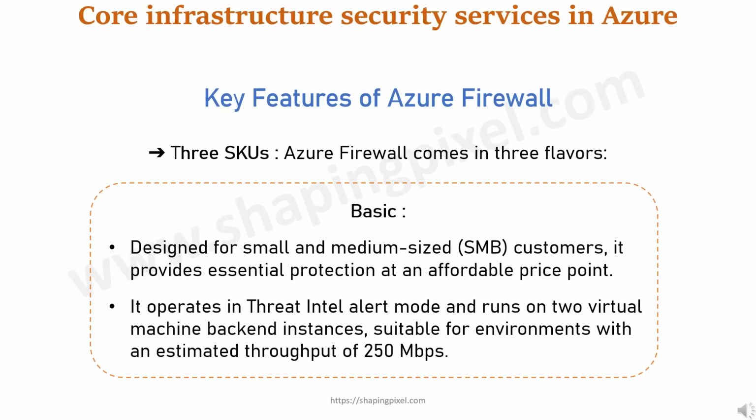Basic. Designed for small and medium-sized customers, it provides essential protection at an affordable price point. It operates in Threat Intel Alert mode and runs on two virtual machine backend instances, suitable for environments with an estimated throughput of 250 Mbps.